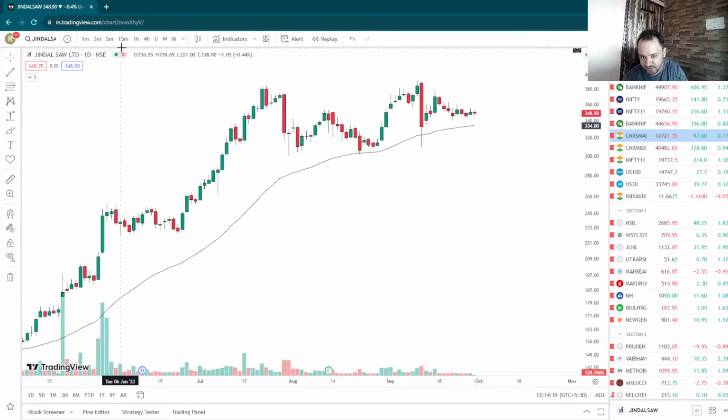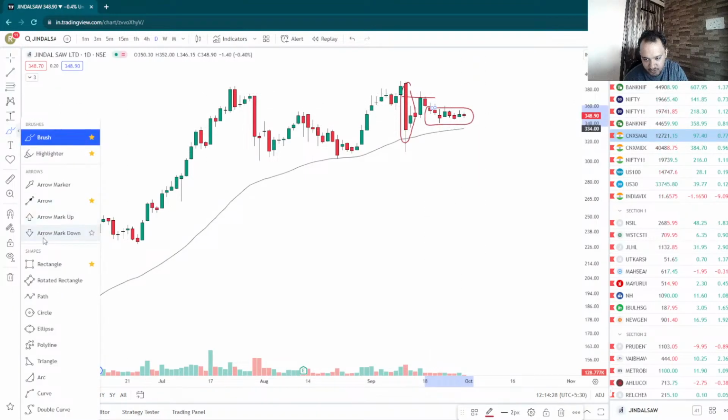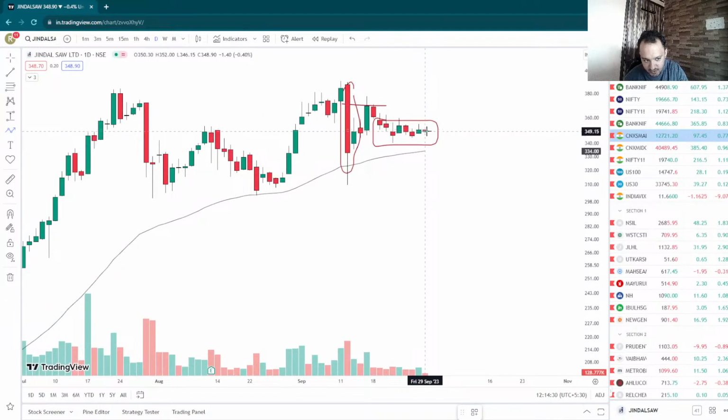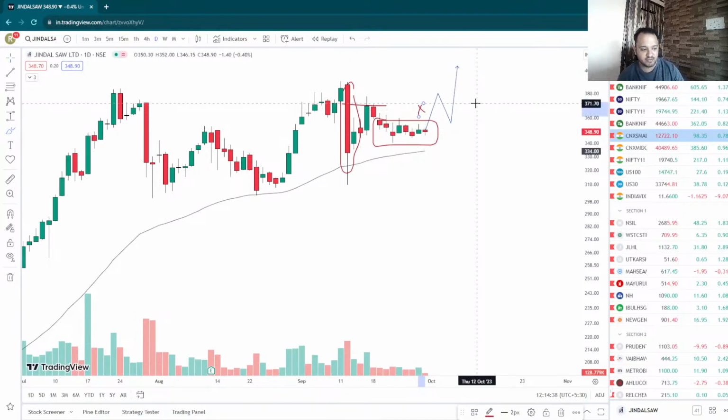Jindal Saw, don't buy it. So big supply here goes up to the supply, and now it's very flat. So I would actually want another higher low here. So if it goes up, maybe another higher low to get in. Not right now. So don't get in right now. Maybe another higher low to get in. Jindal Saw.